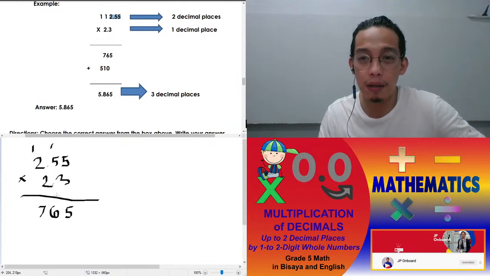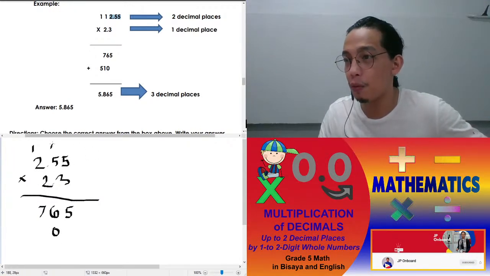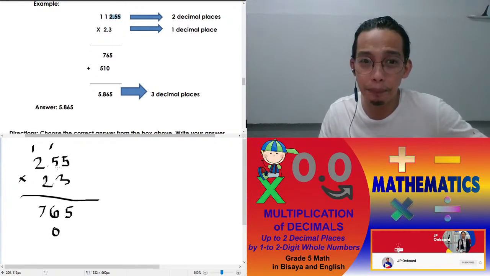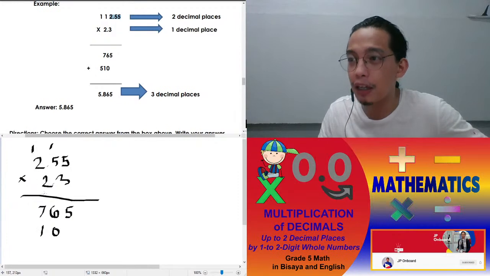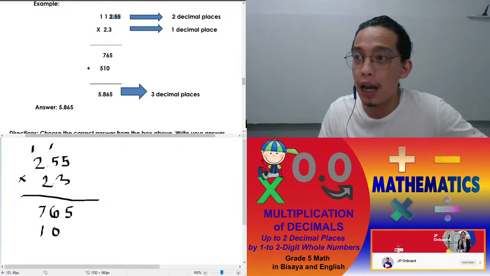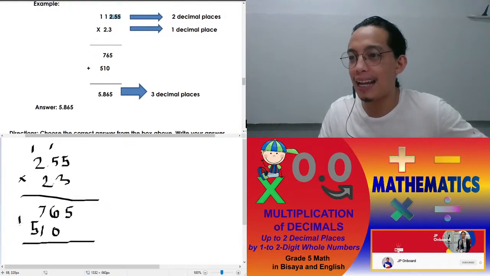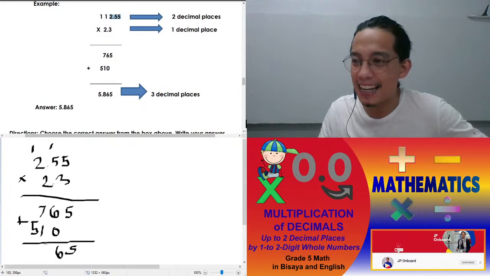Now the second digit of our second factor. 2 times 5 is 10. So we have 0. Carry 1. 2 times 5 is 10 again. Plus 1, it's 11. Carry 1, the same number, carry 1. 2 times 2 is 4, plus 1 is 5. So we have 510. And then we add it. So 5 plus 0 is 5. 6 plus 0 is 6. 7 plus 1 is 8. And then 5 plus 0 is 5.